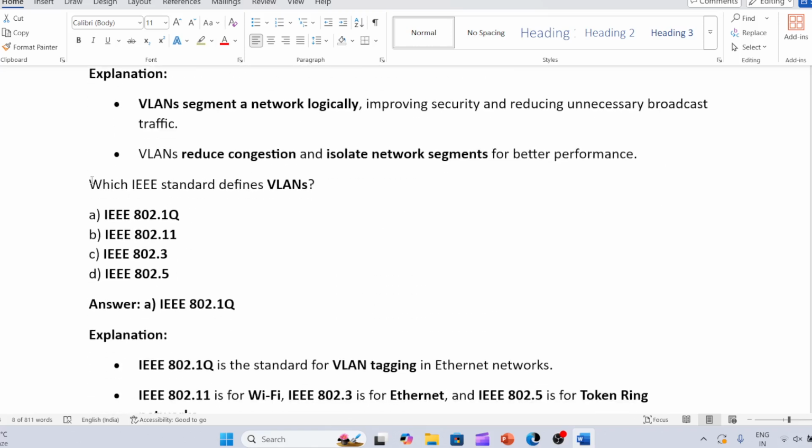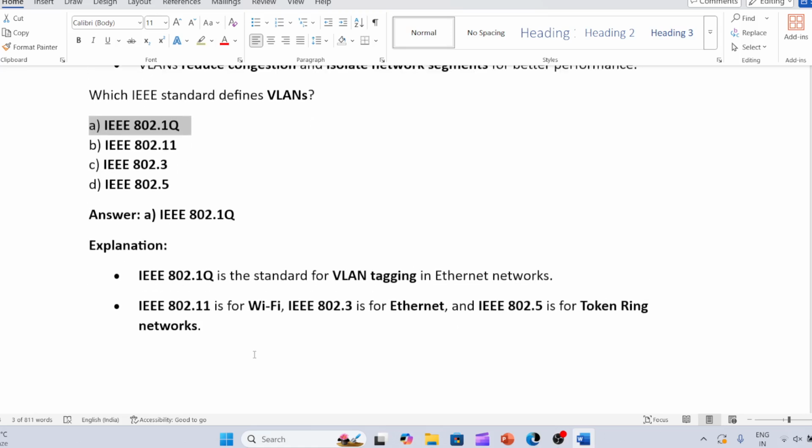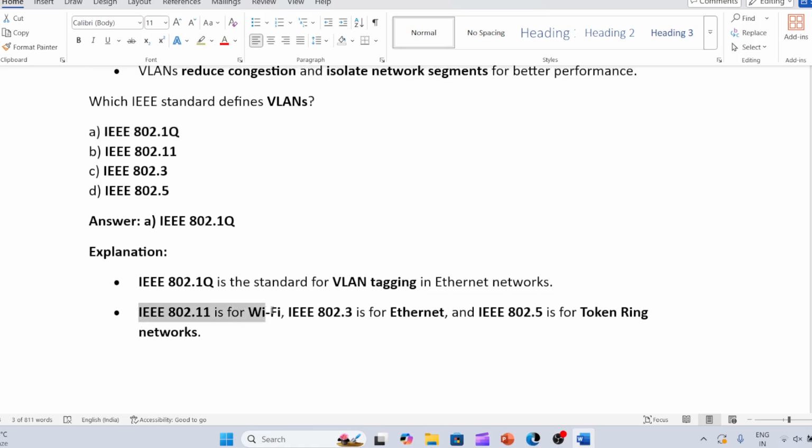Option B. So what is the IEEE standard of VLAN? हमने देखा था अभी 802.1q. So this is the IEEE standard. अब 802.11 ये किसका रहता है सर? ये वाईफाई का रहता है. IEEE 802.3 किसका रहता है? इथरनेट का रहता है. IEEE 802.5 किसका रहता है? टोकन रिंग नेटवर्क का रहता है. So this you have to remember and this can be asked in examination also.